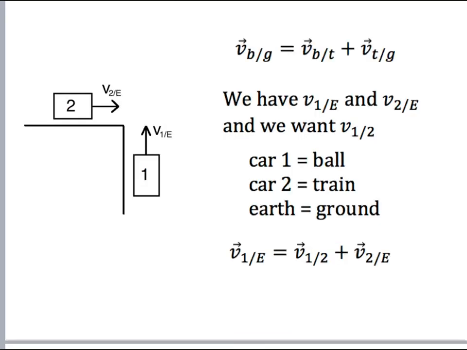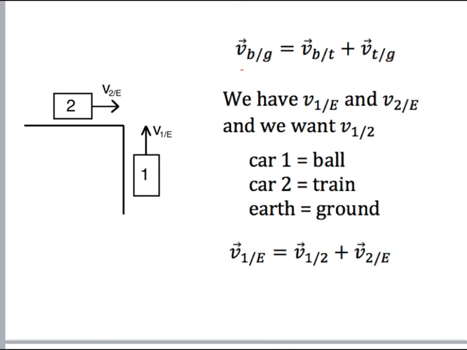So let's go back to that equation, and hopefully you can write it down by yourself now. The velocity of the ball relative to the ground equals the velocity of the ball relative to the train, plus the velocity of the train relative to the ground. What we want to figure out is what is like the ball, what's like the ground, and what's like the train. As I said, obviously the Earth is like the ground, and so wherever there's a G here, I'm going to replace that with an E.